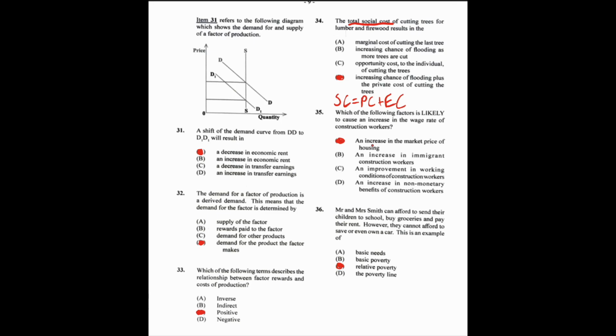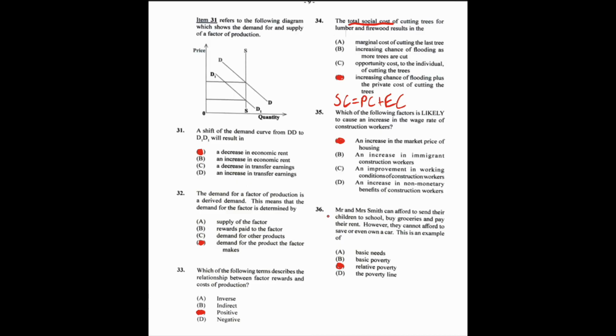36 says, Mr. and Mrs. Smith can afford to send their children to school, buy groceries, and pay their rent. However, they cannot afford to save or even own a car. This is an example of C, relative poverty. This is really where in the textbook they talk about the fact that relative poverty refers to the ability for somebody to actually purchase their basic goods.